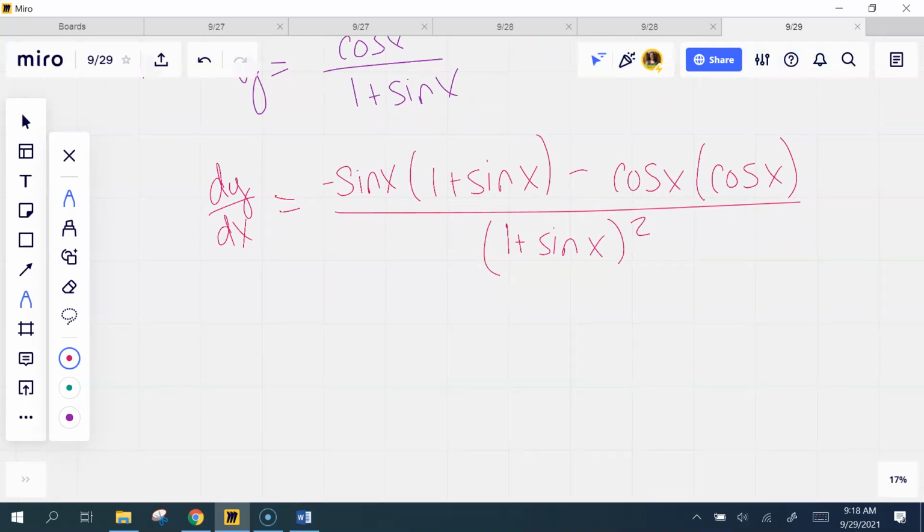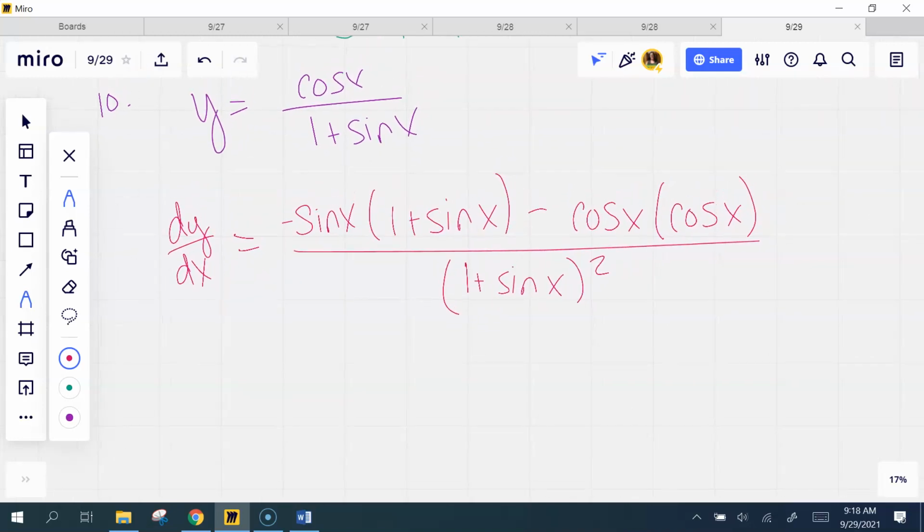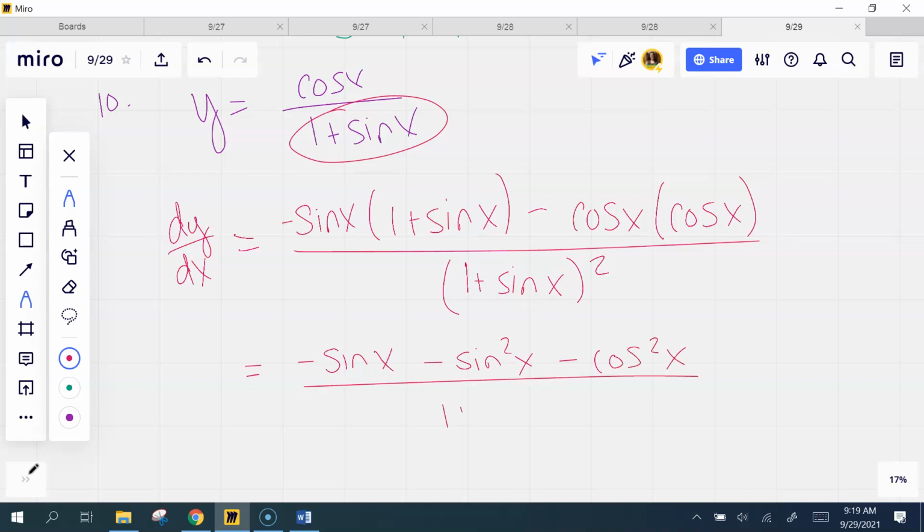Mr. McGee, I do have a question. Why wouldn't the second part be cosine x times sine x? The derivative of the bottom would be cosine x. But the top is other motion, right? This would be negative sine x minus sine squared x minus cosine squared x all over 1 plus sine x squared. Well, what do you notice here?